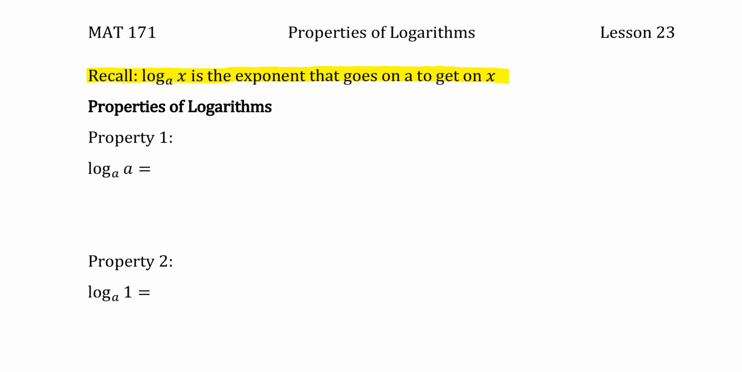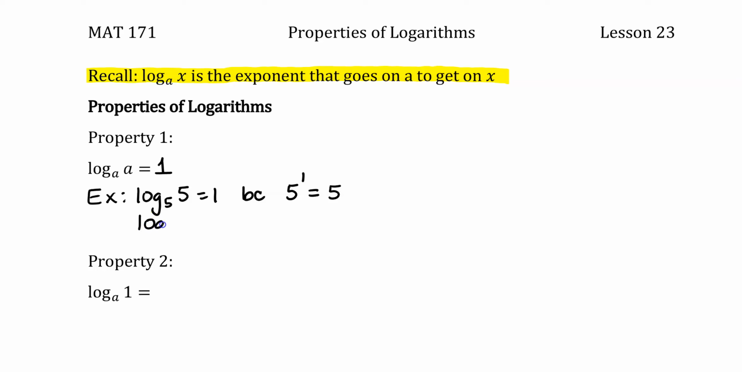Our first property is that log base a of a is equal to 1. Anytime that the base matches what is on the inside of the logarithm, the answer to the logarithm is 1. Example, log base 5 of 5 is equal to 1 because 5, that's the base, raised to the first power, that's the answer to the logarithm, is equal to 5, what's on the inside of the logarithm.